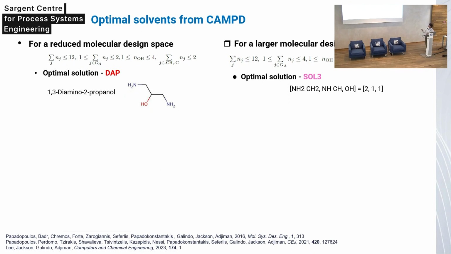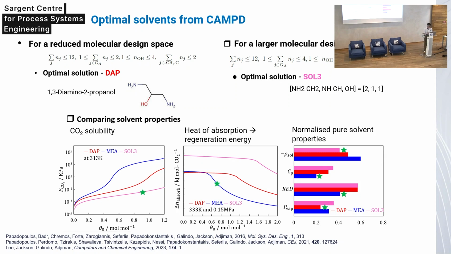So we consider a reduced molecular space where we can have only up to 2 amine groups, and a larger molecular space with 4 amine groups. And of course, we find different molecules depending on what we are considering. And I just want to show you that if we compare only thermodynamic properties, so I realize this is very fast, but if we compare only solvent properties, let's say we found in the reduced space a molecule called DAP, diaminopropanol. In the larger space, we have a solvent that I'm going to call solvent 3 that contains these groups. Okay? The large space allows for more amine groups.